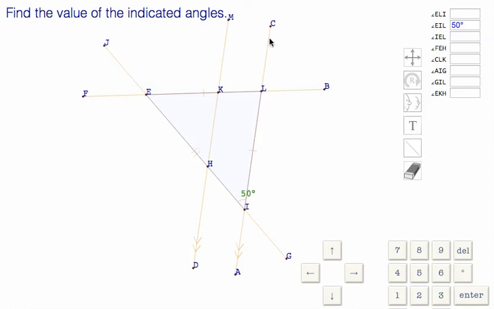Here's a level 3 type question. Find the value of the indicated angles. You're given one angle, 50 degrees, and we're told that this triangle is isosceles. These two lines are the same, and this line is different.